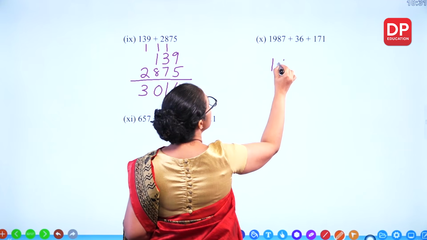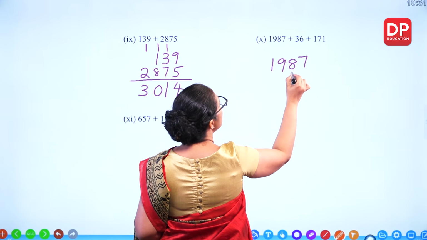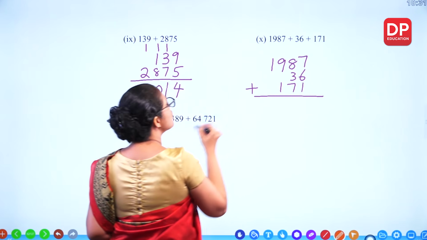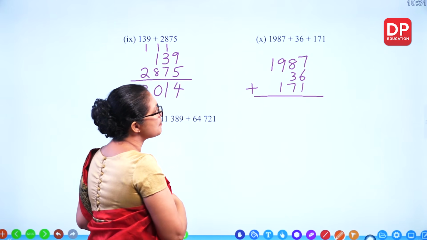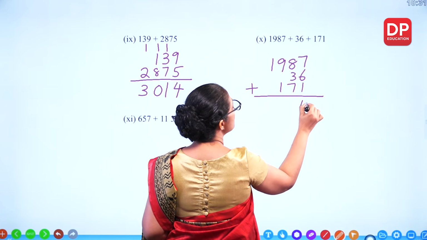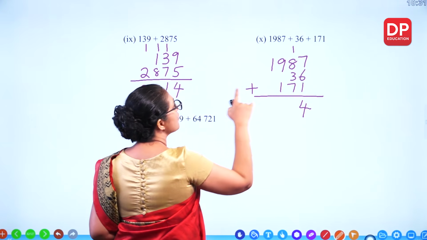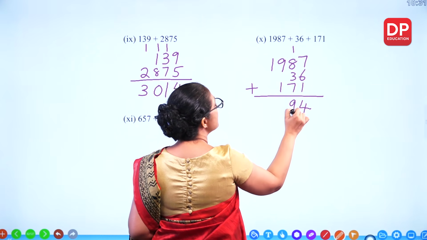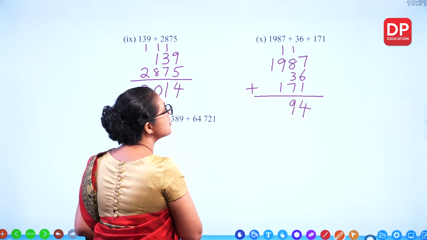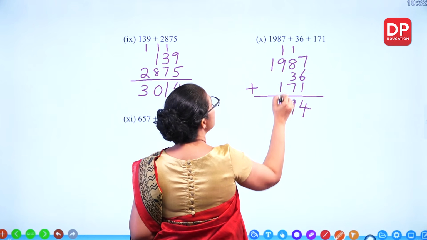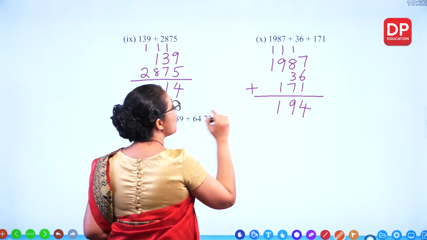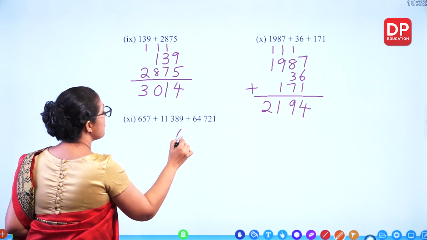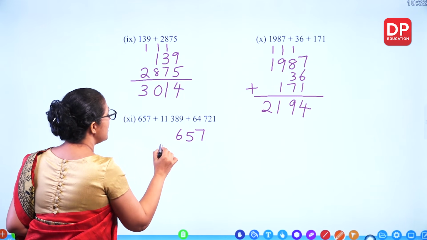This one, 3 numbers, 1987, 36 and 171. All addition. 6 plus 1, 7. 7 and 7, 14. 1 there. So 9. 9 plus 10, 19. Take 1. So 10 plus 1, 11. Take 1 there. 1 and 1. You get 2.